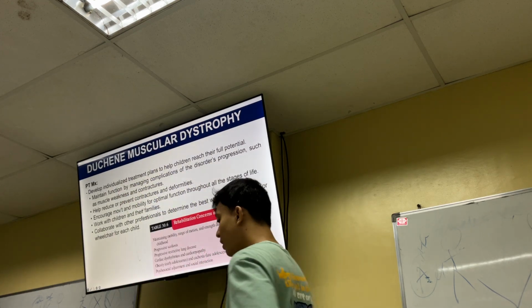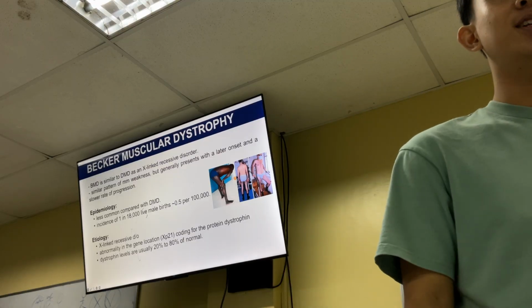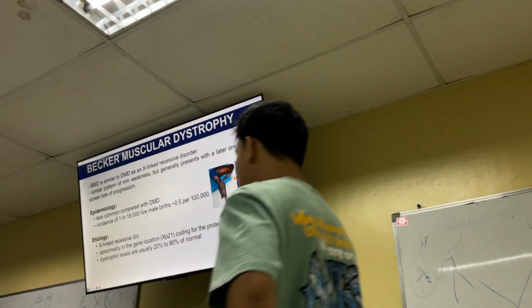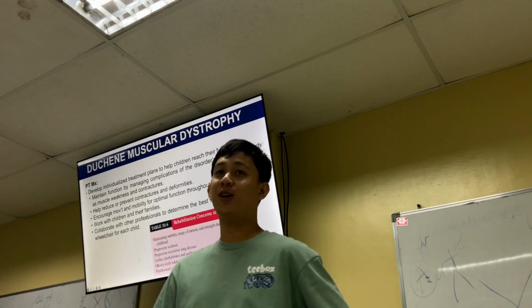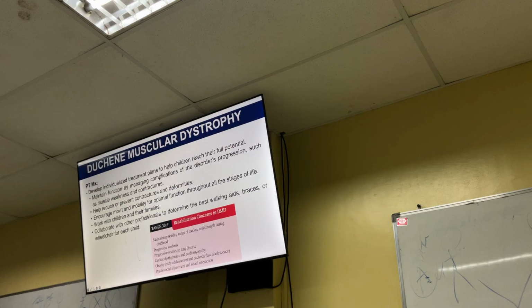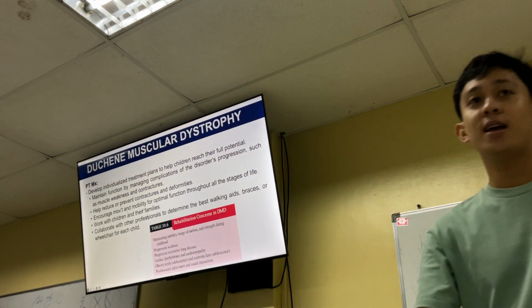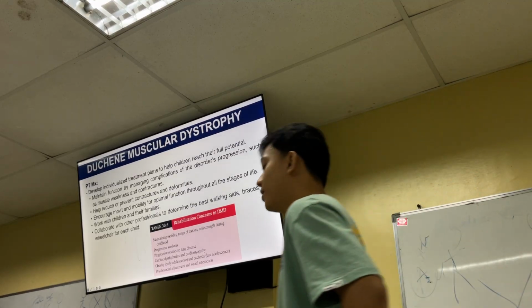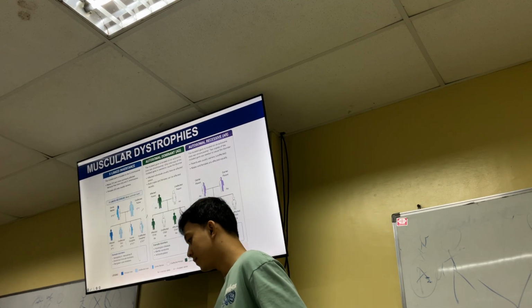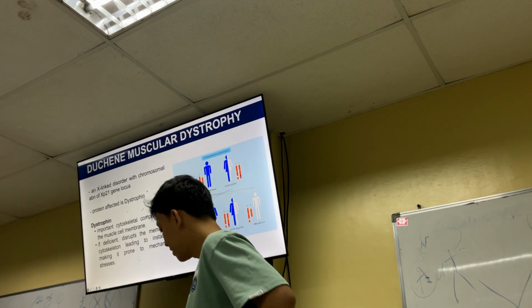Okay? Question? Question? Cesar, do you have a question? Okay. How can you differentiate Duchenne from Becker muscular dystrophy? How? Since again, they are the same. X-linked. Duchenne is X-linked, and Becker is also X-linked. The affected structure is also the same: dystrophin. See? They are the same, guys.